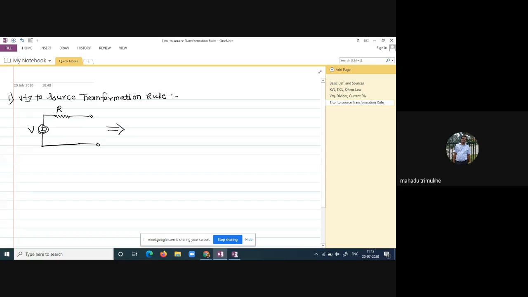Suppose you want to convert that voltage source into a current source, what do we have to take? We take the magnitude, that is the voltage divided by the resistance. That way you have to convert it into the current source. Suppose I want to convert this voltage source into the current source.